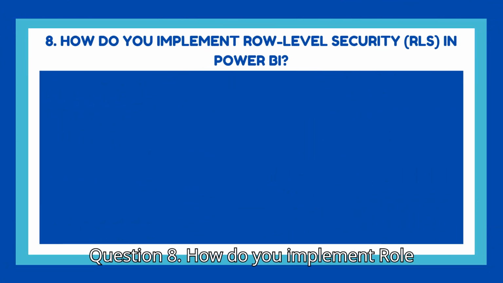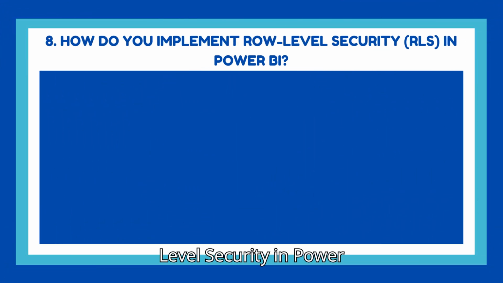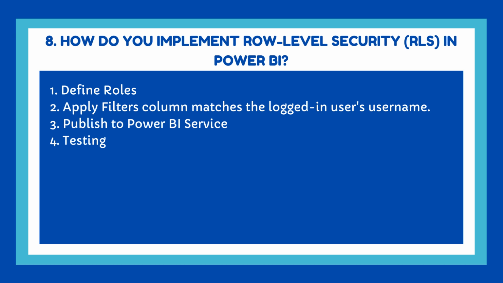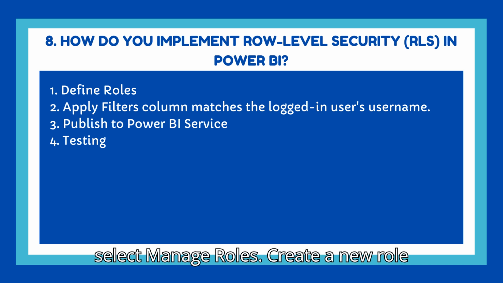Question 8. How do you implement row-level security, RLS, in Power BI? Implementing row-level security, RLS. 1. Define roles. In Power BI Desktop, go to the Modeling tab and select Manage Roles. Create a new role and define DAX filter expressions that specify which rows each role can access.